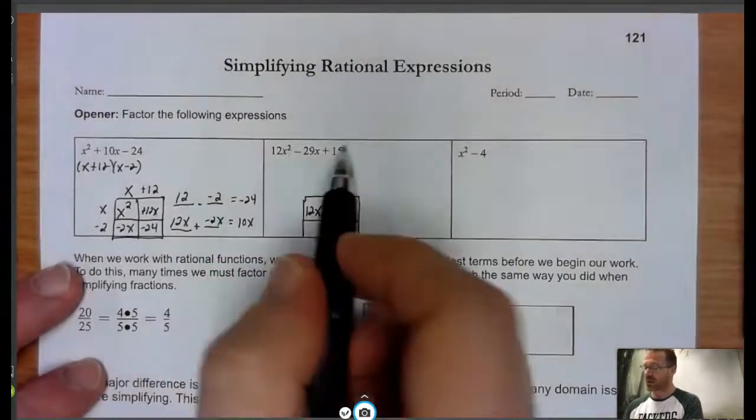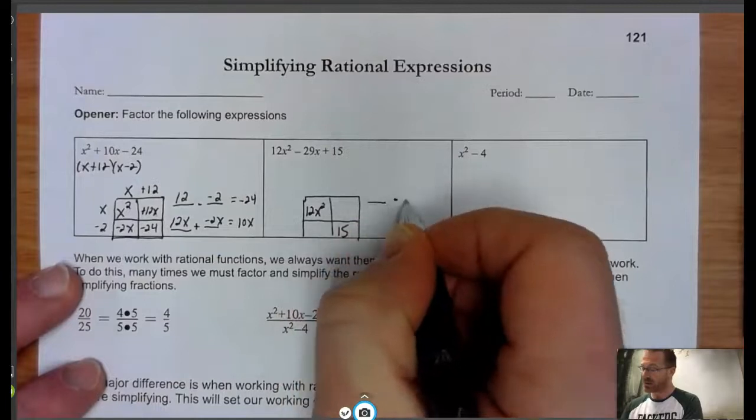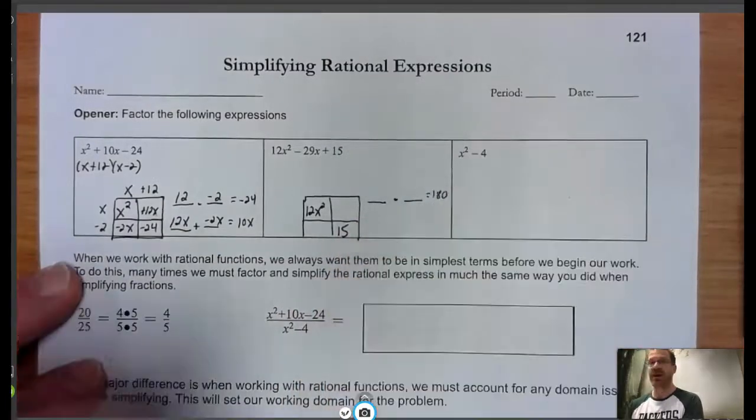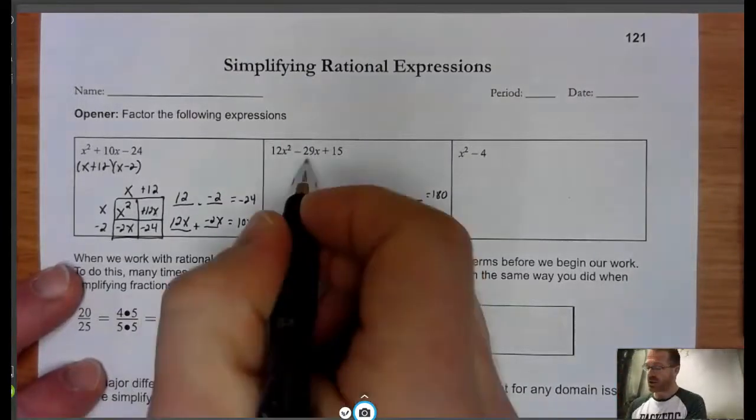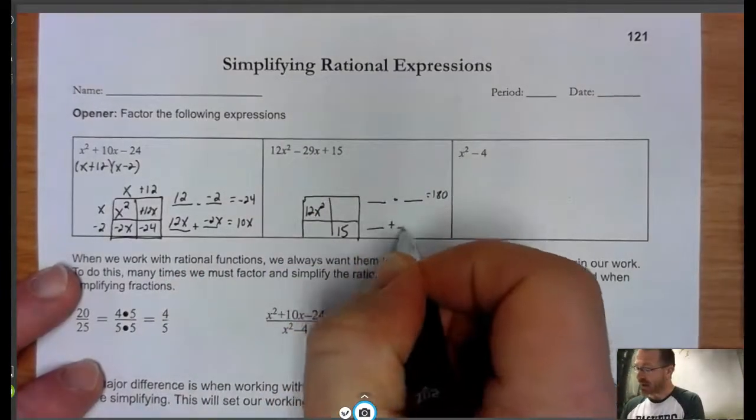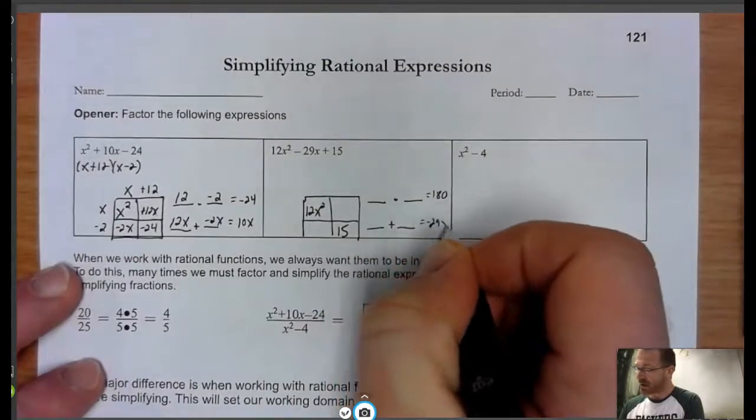Now, once again, I'm going to do A times C. So I'm going to do 12 times 15. All right, and that's 180. So I've got to find factors of 180 that add to be our B term. So in this case, they have to add to be negative 29x.